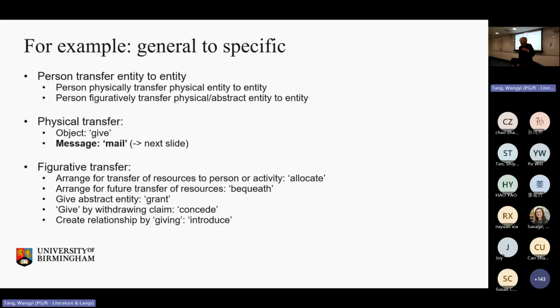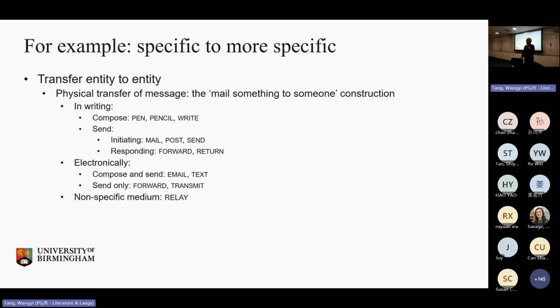If we follow up the mail example, so we've got in bold there, you mail something to someone. So now we're getting a bit more specific to even more specific. So we're physically transferring a message. So this can be in writing. So you've got the verbs pen. I mean, rather old-fashioned to say you pen a letter to somebody, but it is found. You can pencil a note to somebody. Can you really? Yeah, I think possibly. Or just write. You can focus on the sending. It can be initiating the sending.